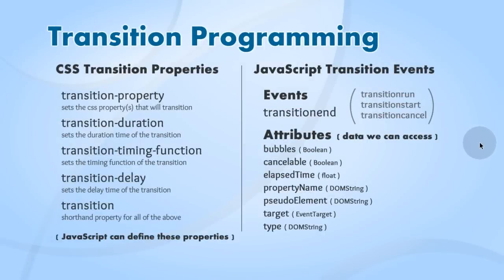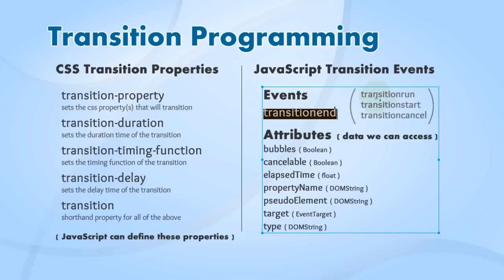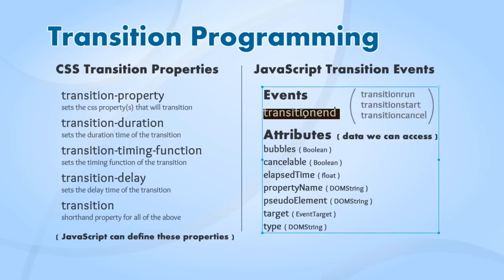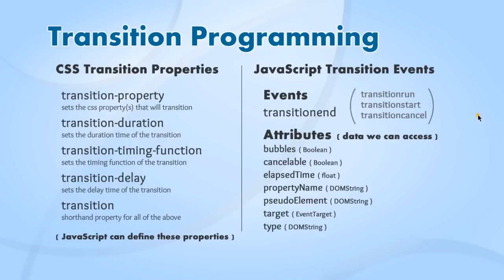Now, when you're programming transitions, you can tap into the JavaScript transition events. The only one that's universally supported in all browsers at the moment, I think, is transition end. Transition run, start, and cancel don't have very good support in all the browsers yet, but transition end seems to work in all of them, or most of them. And these are the attributes, the data that we can access when those events fire.